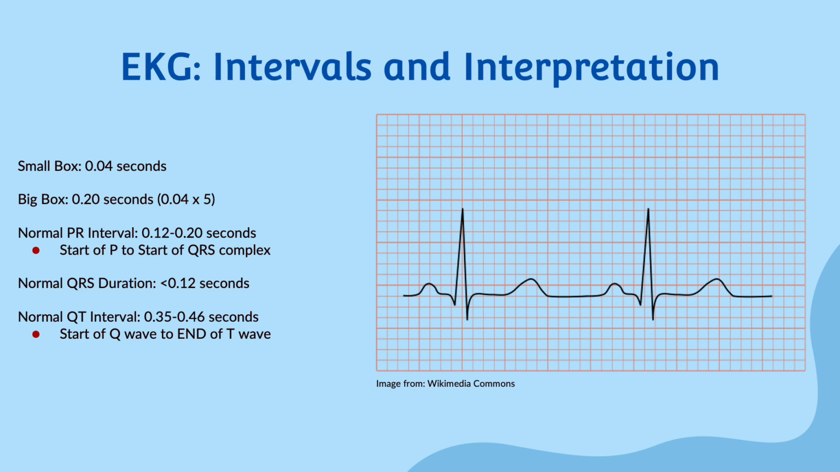The QRS complex represents the depolarization of the ventricles and should normally be less than 0.12 seconds. The PR interval represents the time from the beginning of the P wave to the beginning of the QRS complex and should normally be between 0.12 and 0.20 seconds. The QT interval typically ranges anywhere from 0.35 to 0.46 seconds and is the time from the Q wave to the end of the T wave.